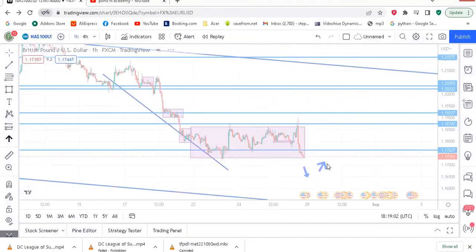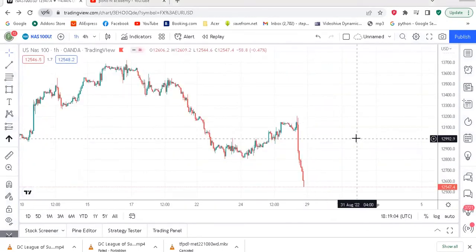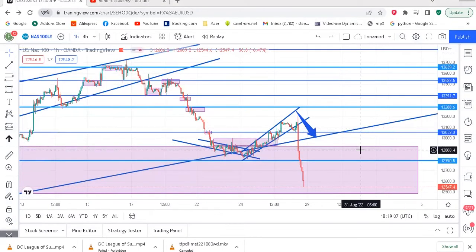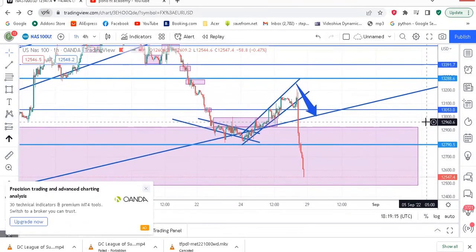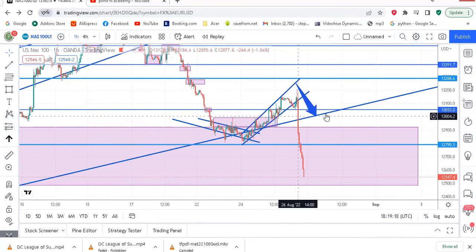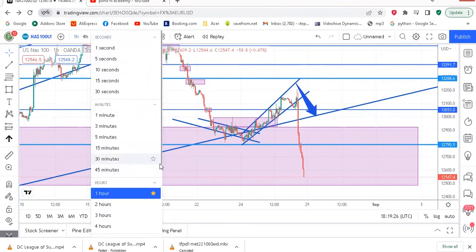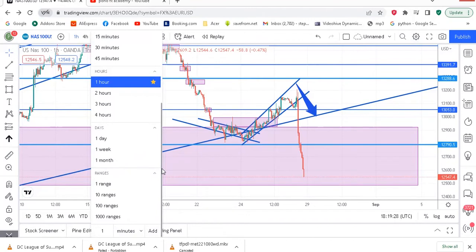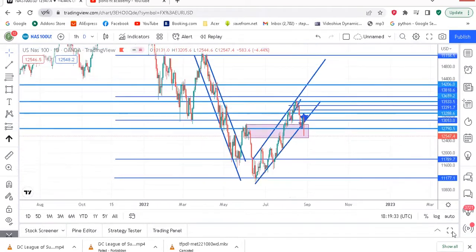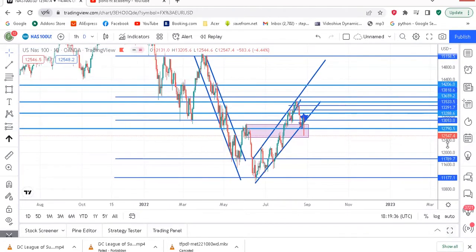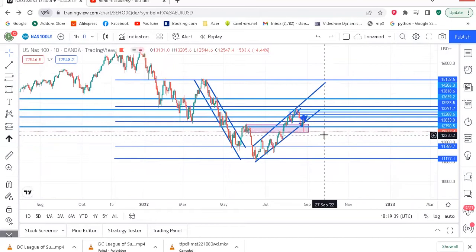So we're going to quickly look at NAS. Ooh, it was a beautiful drop. Anyway, here we have NAS. So earlier on we had, you'll see it. Let's go on daily. On the daily time frame, we were still in a buy trend.